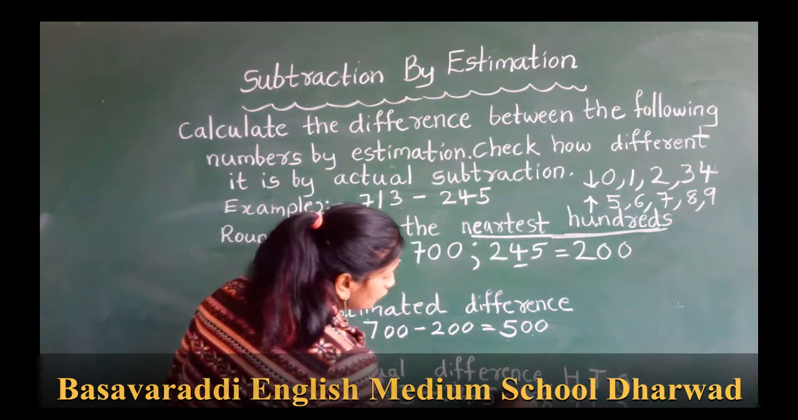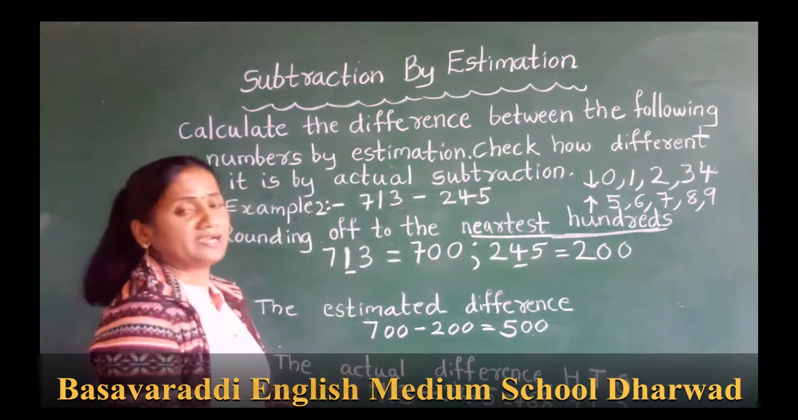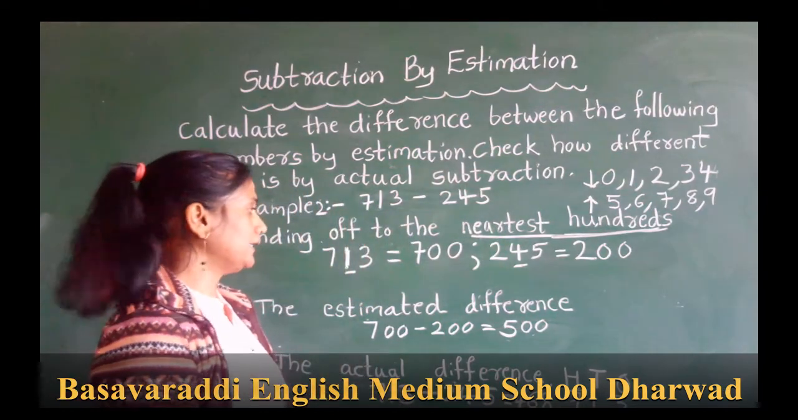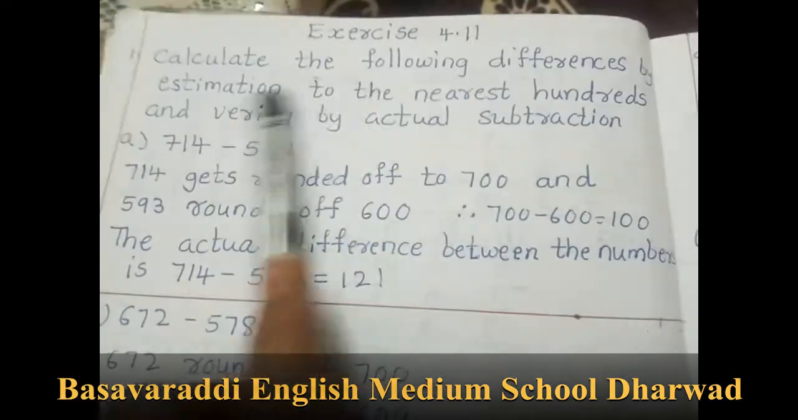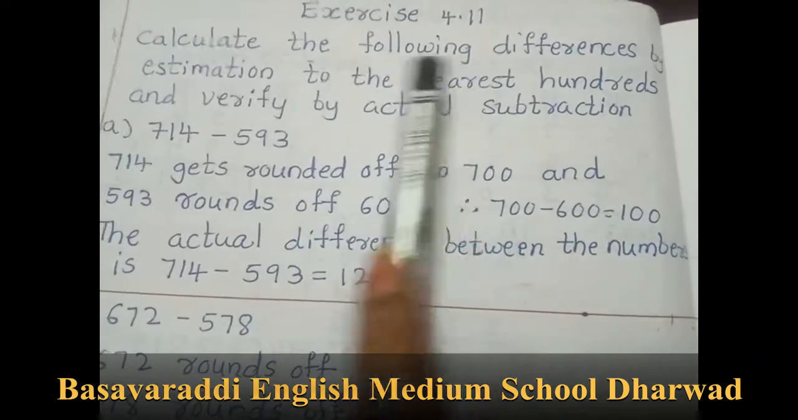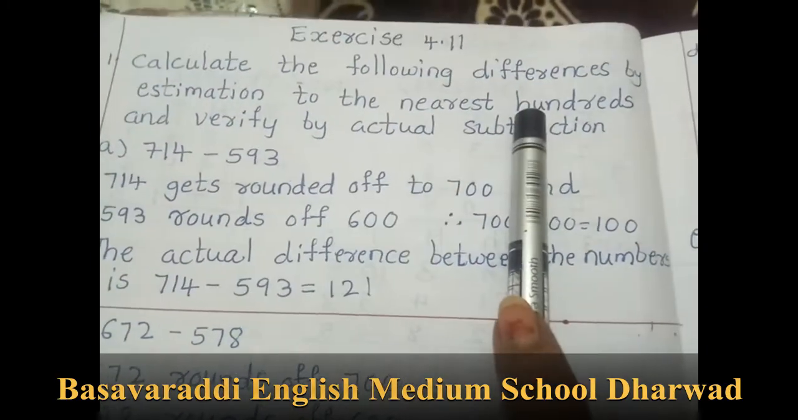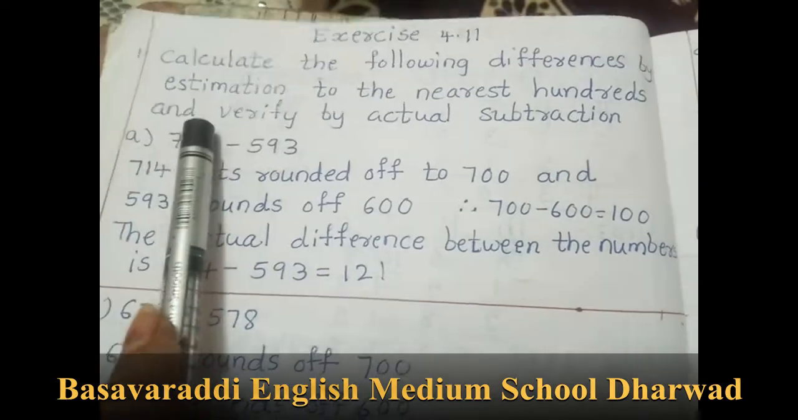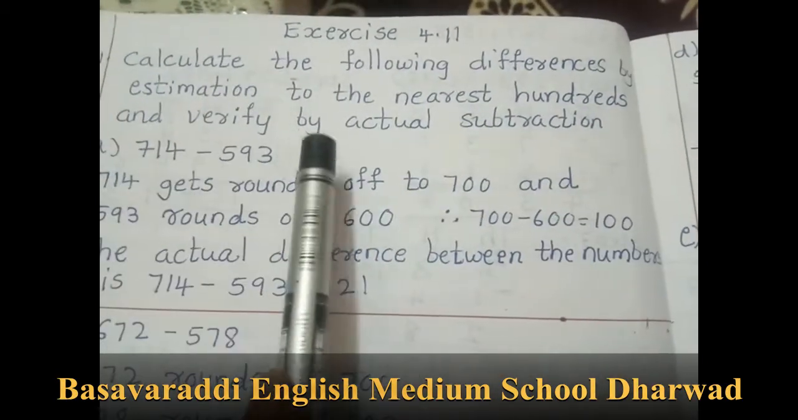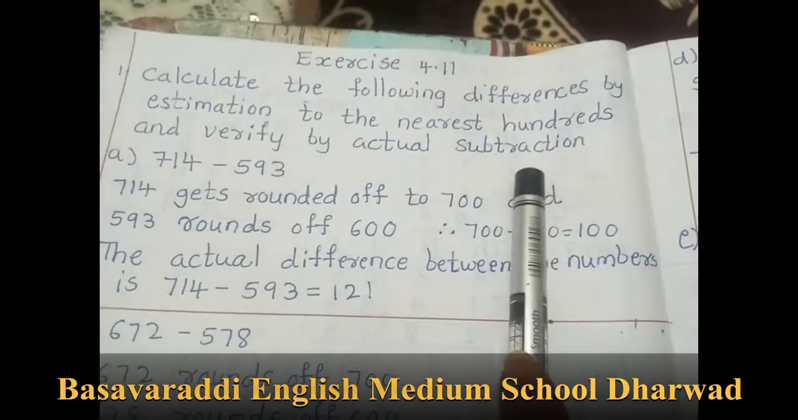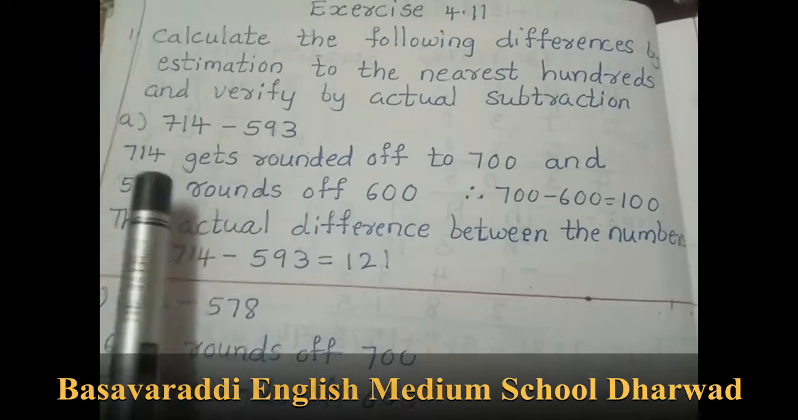6 minus 2 means 4. The actual number is 468. Okay. Now we will move on to the exercise part. Exercise 4.11. Estimate, that is, calculate the following difference by estimation to the nearest hundreds and verify by actual subtraction. First one, 714 minus 593.